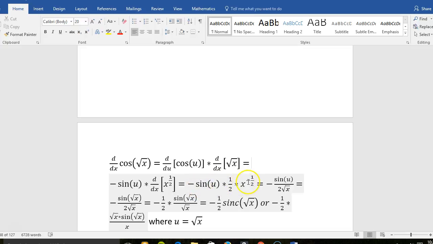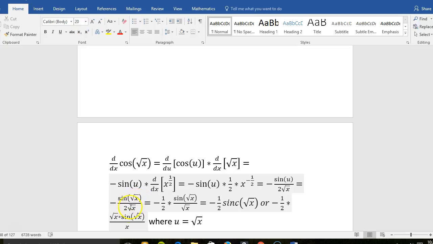Okay? But anyway, now we've got negative 1 times the sine of u times a half times x to the negative half. Now guys, that negative 1 just comes in front as a negative sign. The sine of u goes up top. The 2 goes on the bottom. The x to the negative half goes on the bottom as the square root of x. And now replacing u with what u is, we replace u with the square root of x. We have to go back and replace u, so we put the square root of x in here.